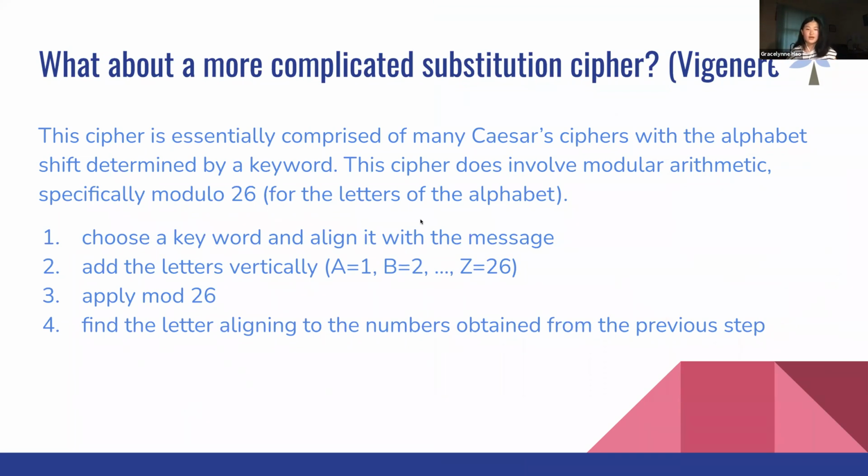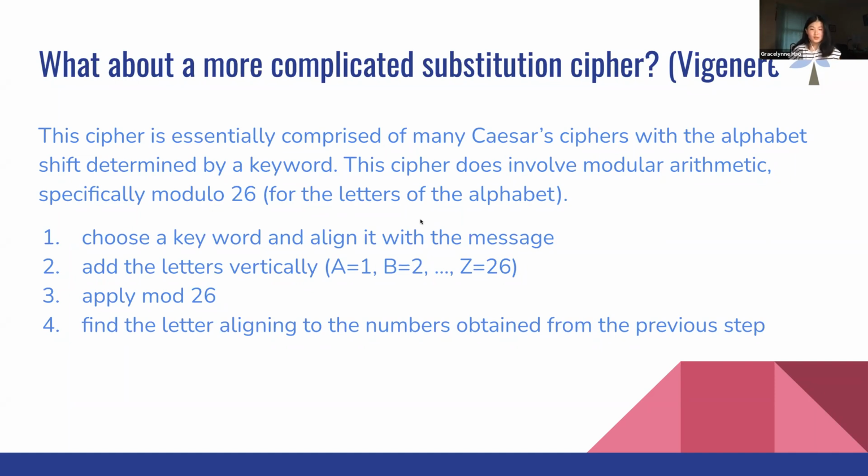This cipher in actuality is comprised of many Caesar ciphers with the alphabet shift, so the number of positions that you shift each letter by, determined by a keyword. And this concept is pretty confusing to explain in words, so I will go over an example in detail later. As a disclaimer, though, this cipher does involve modular arithmetic and just a basic understanding of mods, specifically mod 26 for the letters of the alphabet.